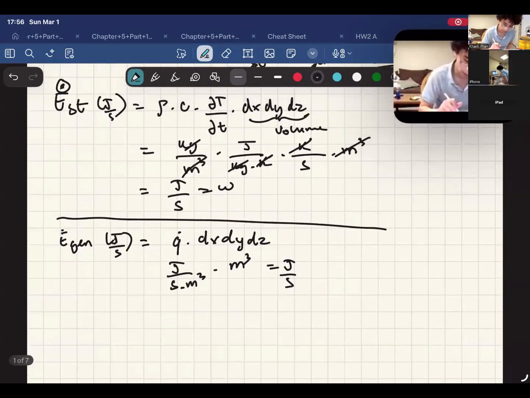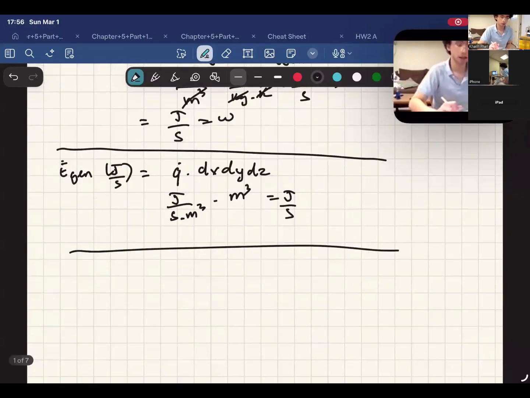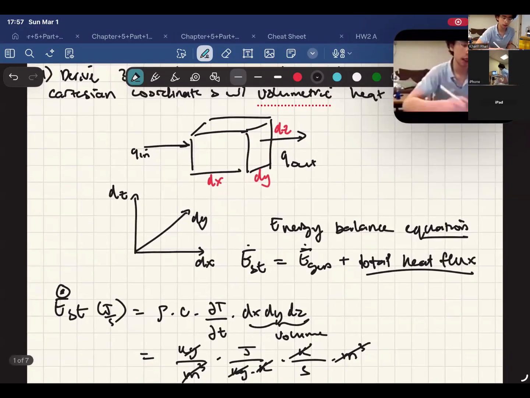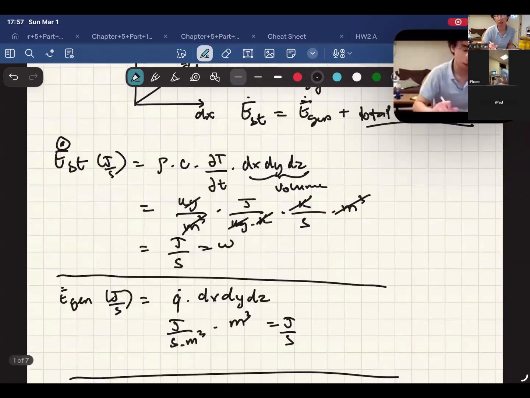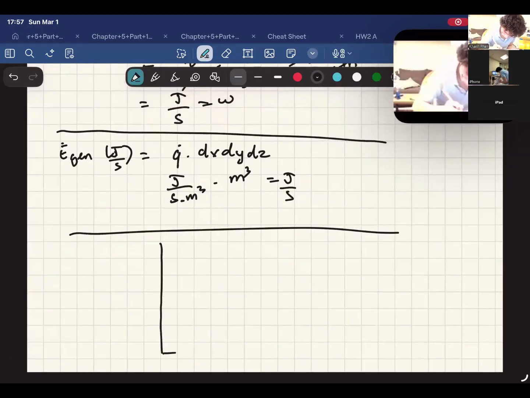And then the third one would be the total heat flux. This heat flux means heat flux entering and leaving the surfaces. Since we're working on a three-dimensional model, heat flux comes from all three directions, X, Y, and Z. But we're just going to work on X for now.